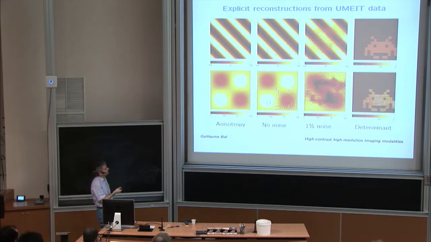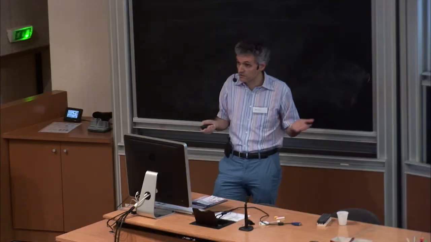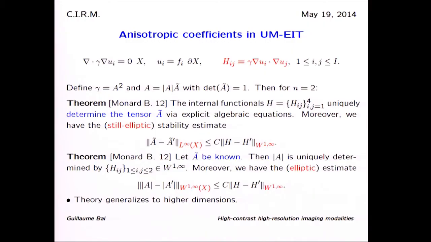These are reconstructions in the absence of noise. You see the crab showing up here because numerically there's always a little bit of noise. But as soon as noise increases, we see that the reconstruction of the anisotropy coefficient degrades very quickly, whereas the reconstruction of the determinant does not. And that's, again, consistent with the ellipticity theory, which is here, which says that the reconstruction of the determinant should be better. You don't lose derivatives in the reconstruction of the determinant, whereas you lose one derivative in the reconstruction of the anisotropy.